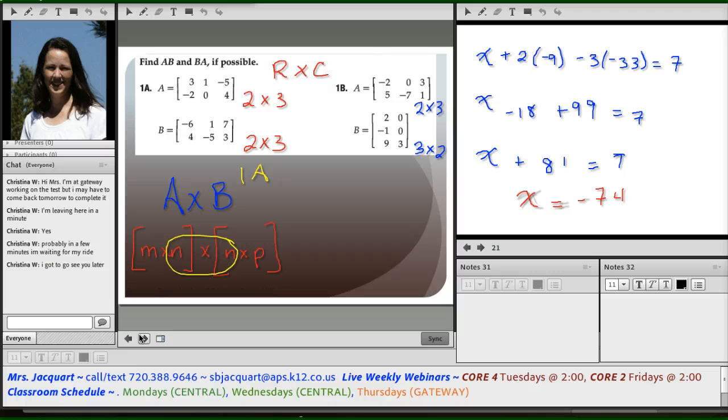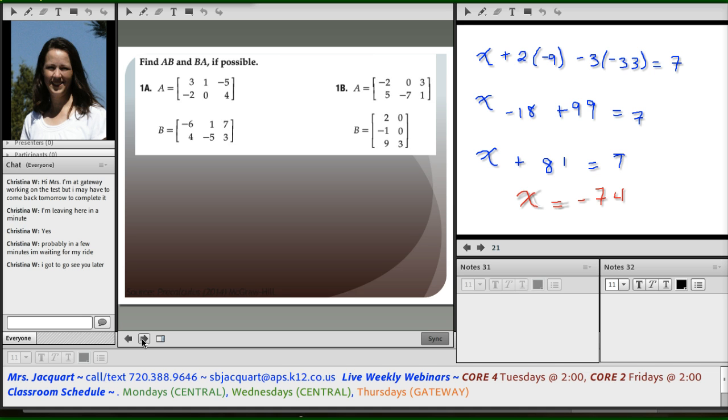If I was to do A times B, what do I have? I have a 2 by 3, and I want to times it by a 3 by 2, or a 2 by 3 again. Can I do that? They do not equal, so you can't do it. If I switch them, you can't do A times B or B times A on that one. Okay, it's just illegal.